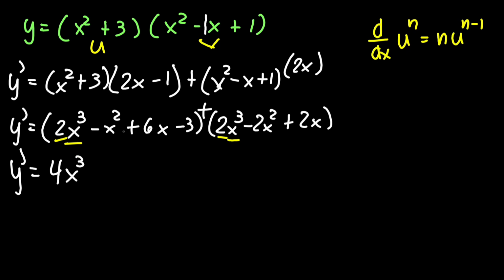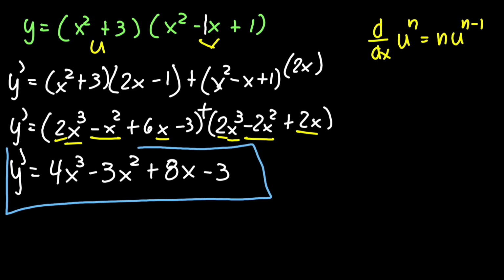For the x squared, we have this one, and we have this one. Negative x squared minus 2x squared would be equal to negative 3x squared. Next one would be the variable of x. 6 plus 2 would be equal to 8x. And what you're left with here would be equal to negative 3. And this would be your final answer regarding the derivative of this function.